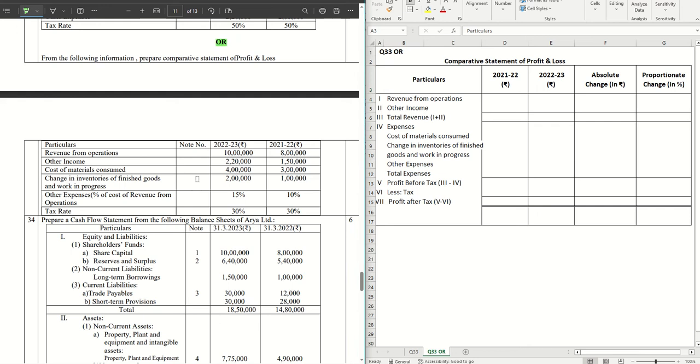number 33 from the CBSE Sample Question Paper for 2023-24 for Accountancy.